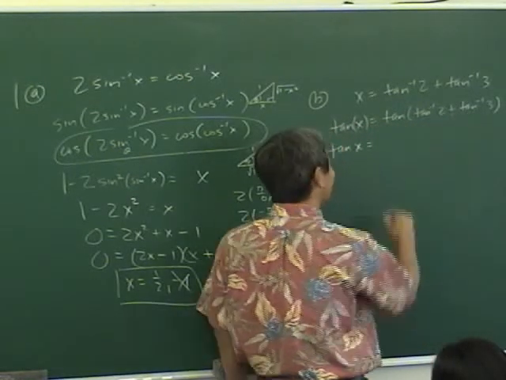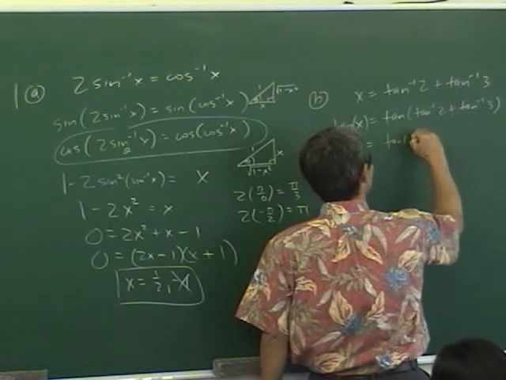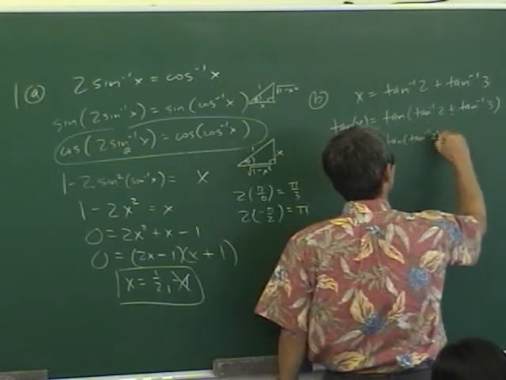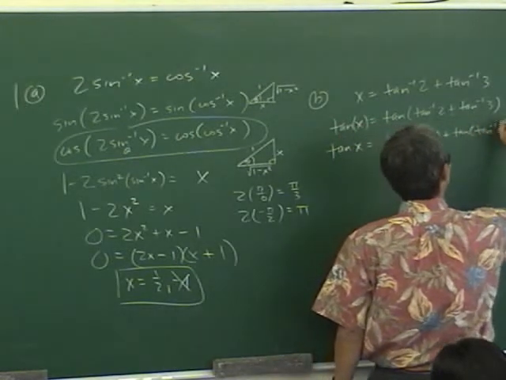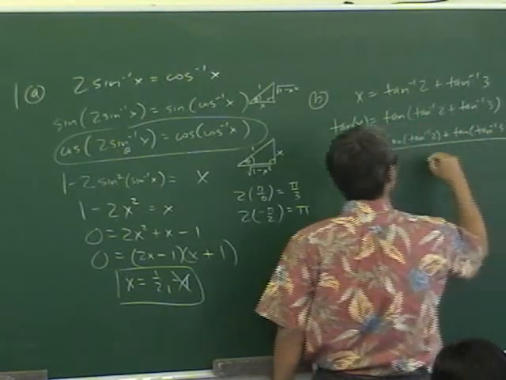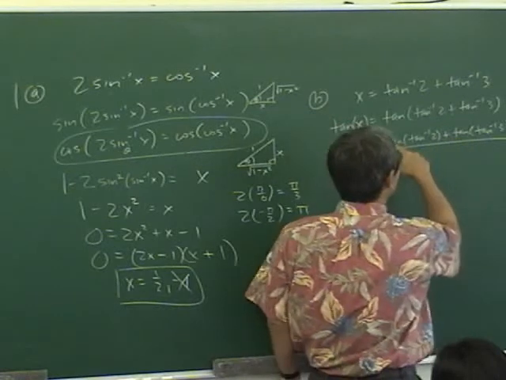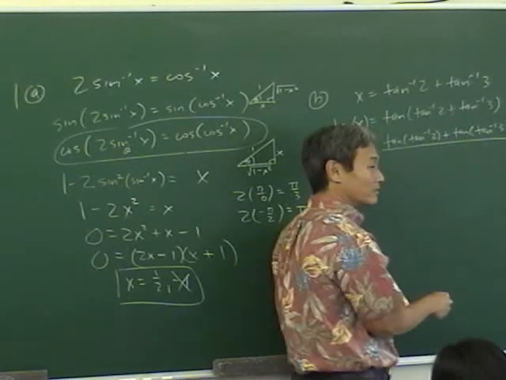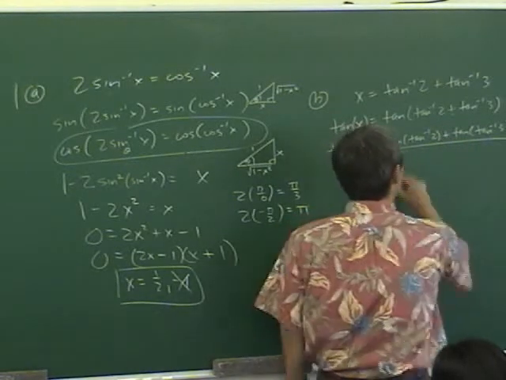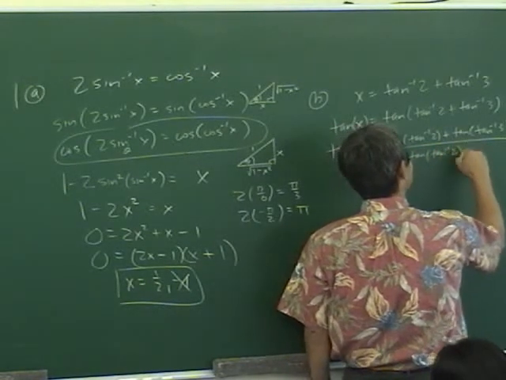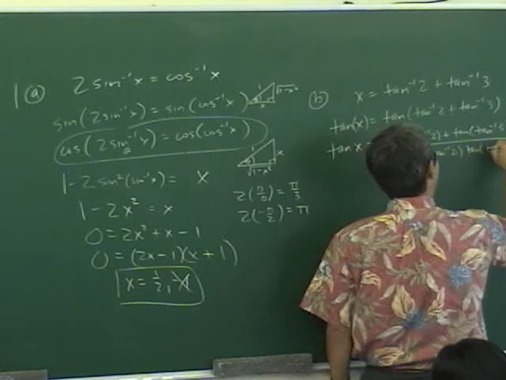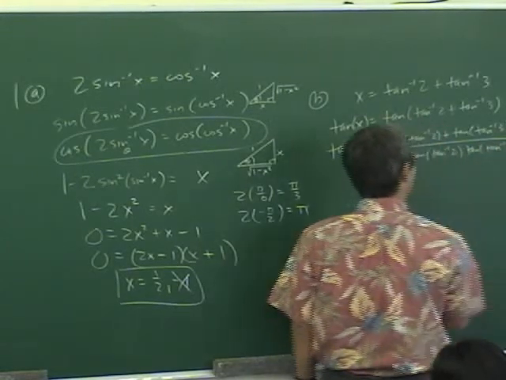There's an identity for that, right? Tangent of the first plus tangent of the second. I'm just writing it all out. After a while, you don't even have to write it. You can just see, right? Can you see that tan of tan inverse 2 is just 2? So you can just write 2 if you want. All over 1 minus tangent gorilla tangent banana. I'll just write it out for the first time.